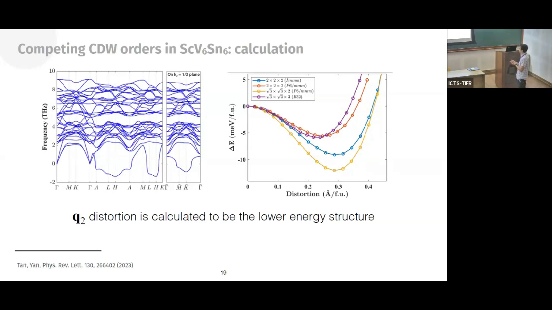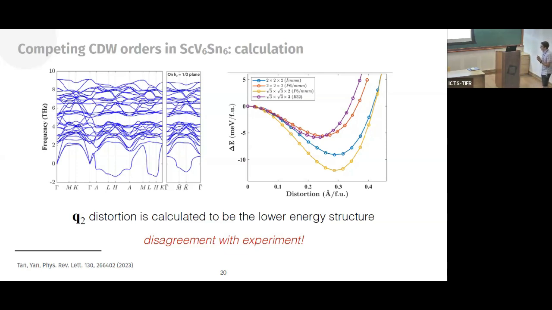And then what they also did was to follow the eigenvectors associated with the dominant instabilities here and to map their energy as a function of ionic displacement. And in doing that, what you find is that what DFT predicts is that the lowest energy structure of this compound actually corresponds to the Q2 distortion that has a modulation of 1/2 in the out-of-plane direction, rather than the Q3 distortion that is observed experimentally. So this is a clear disagreement between theory and experiment.